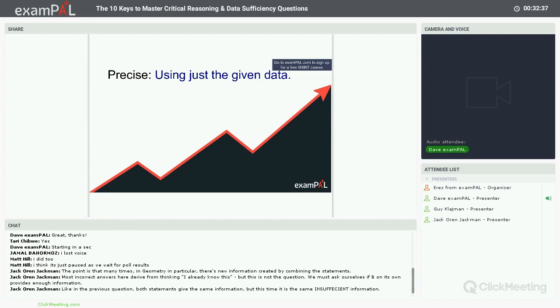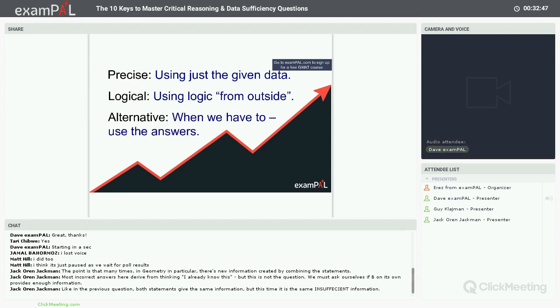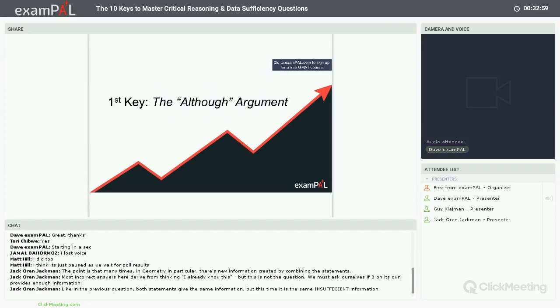Because what we're going to learn here is that a clever person solves a problem, but a smart person avoids it, which is kind of the rule we use in critical reasoning. So again, I'm just going to remind you real quickly about our PAL system: precise, using just the given data; logical, a solution using logic from outside; and alternative, when we have to, using the answers. So here, as well as before, we're going to have 5 different keys, and let's get right to it.